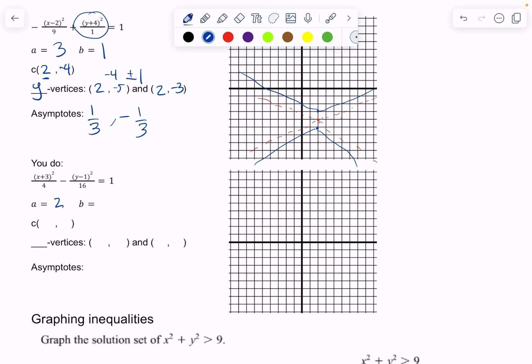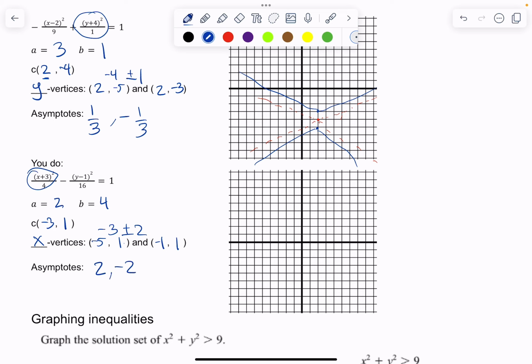A is 2, B is 4, my center is -3, plus 1. Remember, I'm finding it from here and here. And I'm finding my A and B. This one is from here. This one is from here. My vertex, what is positive? It's going to be my x. So my x is positive. That means y stays the same. Well, I have -3 plus or minus 2. So in the minus, it's -5, and the plus, it's -1. My asymptote is going to be b over a, so 4 over 2, which is just 2 and -2.